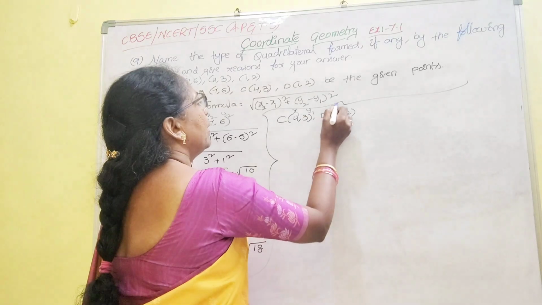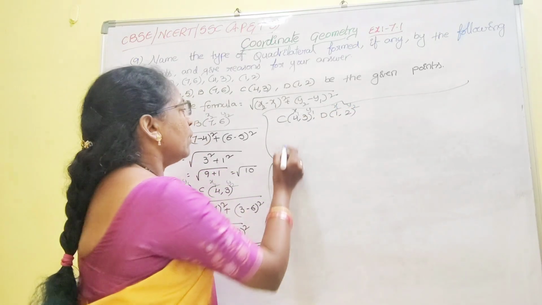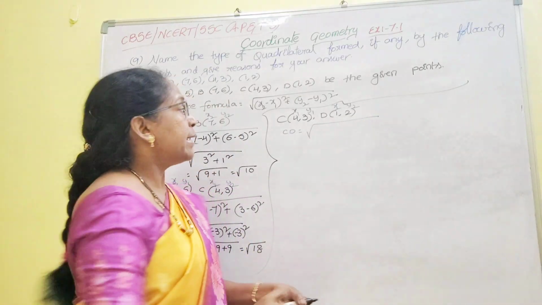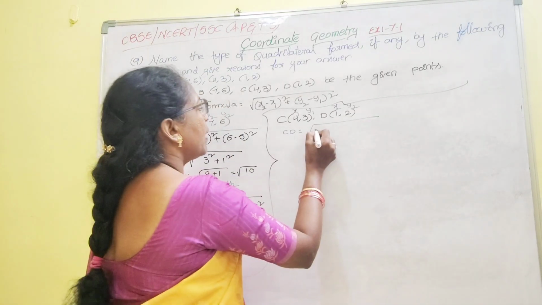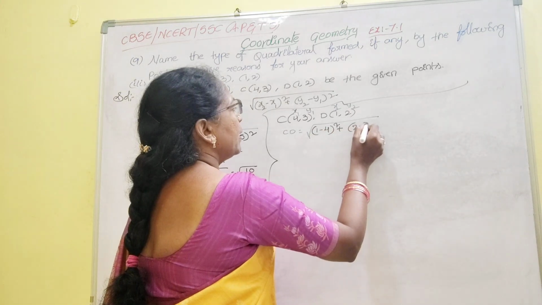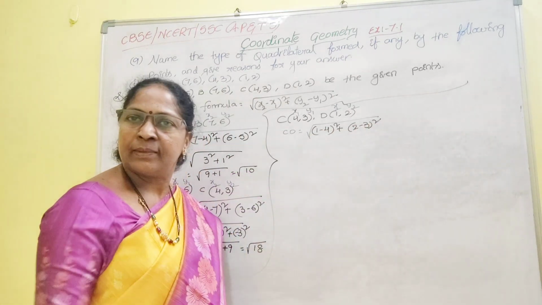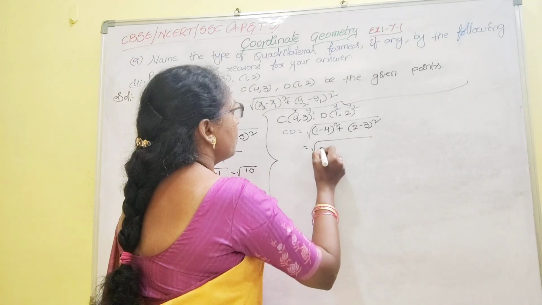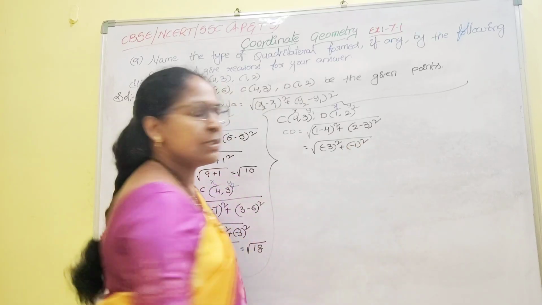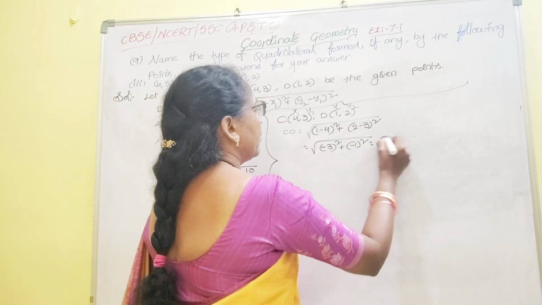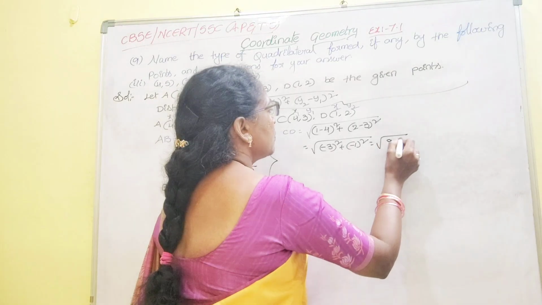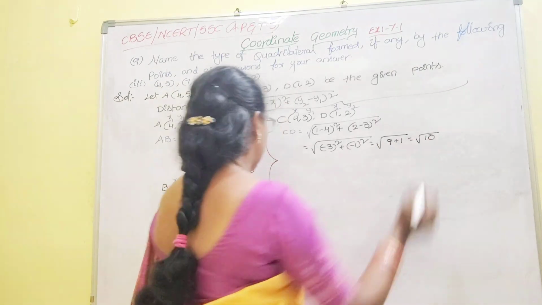x1, y1 and x2, y2. Now distance of CD equals square root of (x2 minus x1) where x2 is 1, (1 minus 4) whole square plus (2 minus 3) whole square. That equals square root of (minus 3) whole square plus (minus 1) whole square, equals square root of 9 plus 1, since minus 3 whole square is 9 and minus 1 square is 1. So 9 plus 1 equals square root of 10.